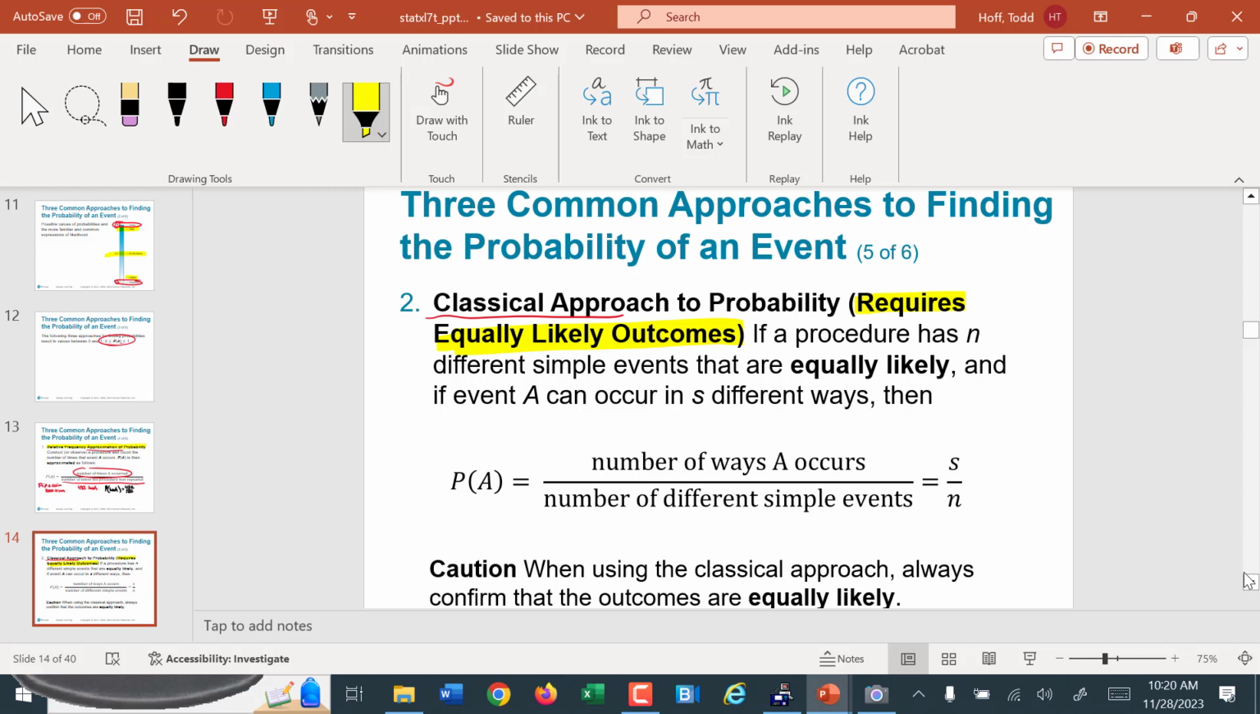If we put 50 marbles in a box and there are 10 red ones and 40 blue ones, as long as the marbles are the same size and same texture, if we reach into the box without looking, there's an equal chance of getting any of those 50 marbles. That's equally likely events. And so the classical probability is the number of ways that A could occur divided by the total number of possible simple events that could occur.